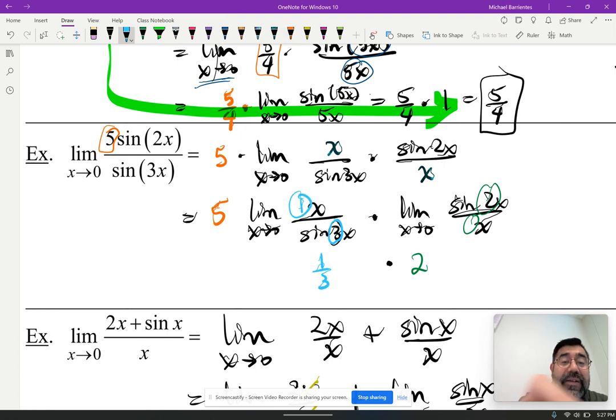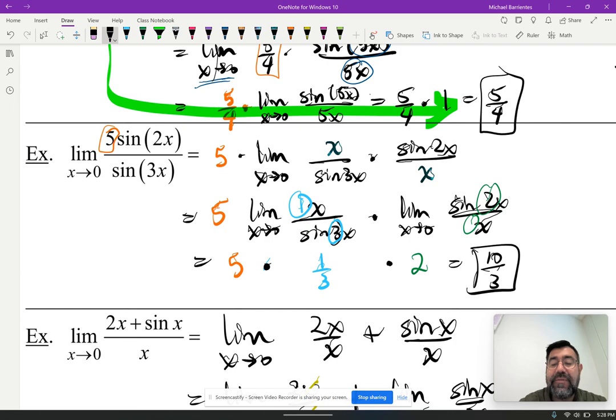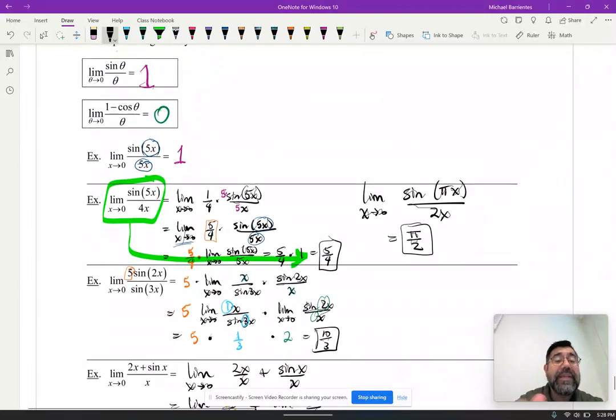But don't forget, we had another constant, the 5, that was going along for the ride, and that is going to be part of our answer. Whatever we get, we multiply 5 times 1/3 times 2. When you multiply 5 times 2, you get 10. And 10 times 1/3, you get 10/3. That's your answer right there. So the moral of the story is, if you remember these two special trig limits, they can help you break some complicated looking limits down and figure out the limit value fairly quickly.